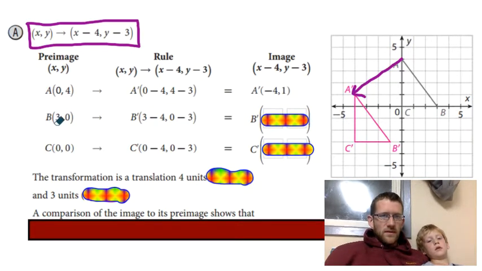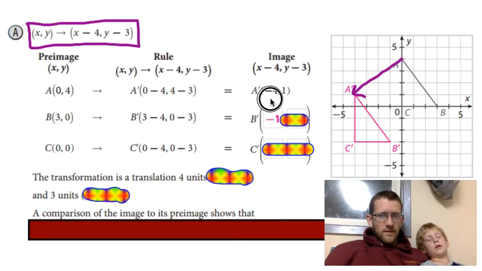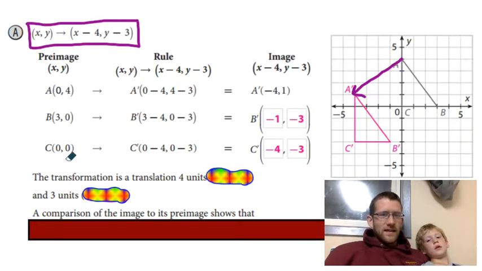Similarly, point B, what is 3 minus 4, Will? -1. Good job. And then what is 0 minus 3? -3, good job. Okay, and we'll do the same thing with point C, and that'll give us points B prime and C prime. Note that all of these points move the same direction and same distance from the original pre-images, right?